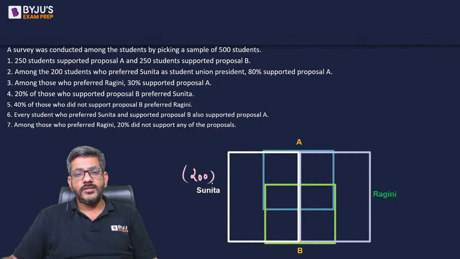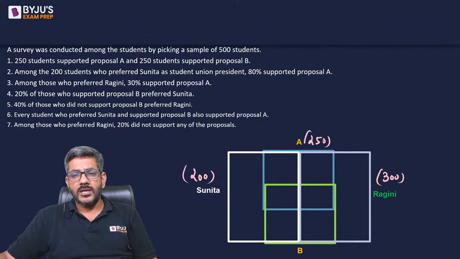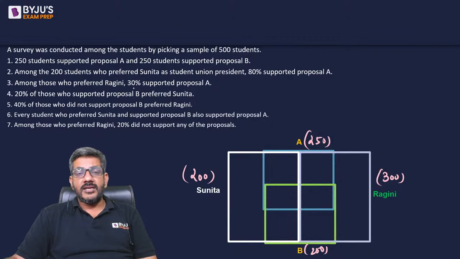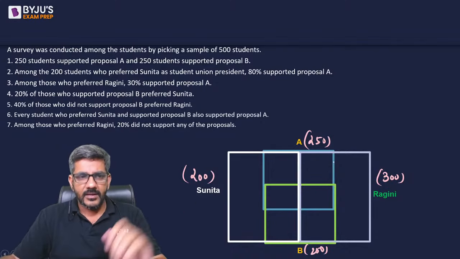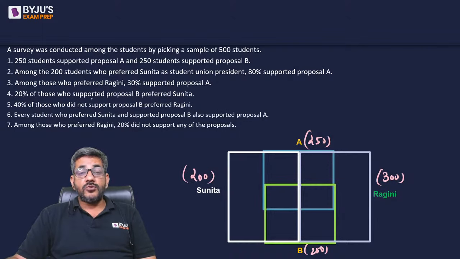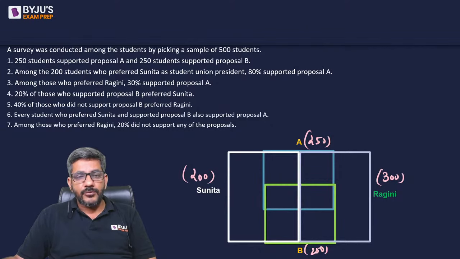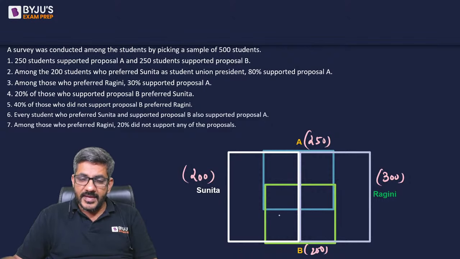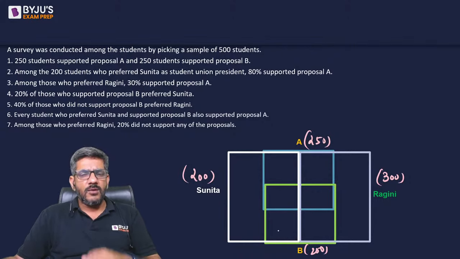I got the absolute value of the number of people liking Sunita, the number of people liking Ragini, 250 people like proposal A, 250 people like proposal B. I can write them. Avoid variables currently. Let's move ahead. Among those who preferred Ragini, 30% supported proposal A. Once again, 30% means 90. So one area would be C, the other 190 minus C. I would not do it currently. Move ahead. 20% of those who supported proposal B preferred Sunita. So 250 people supported proposal B. Out of them, 20%, that is 50 people, supported Sunita. So these two areas will add up to 50. Once again, I would avoid it, right?